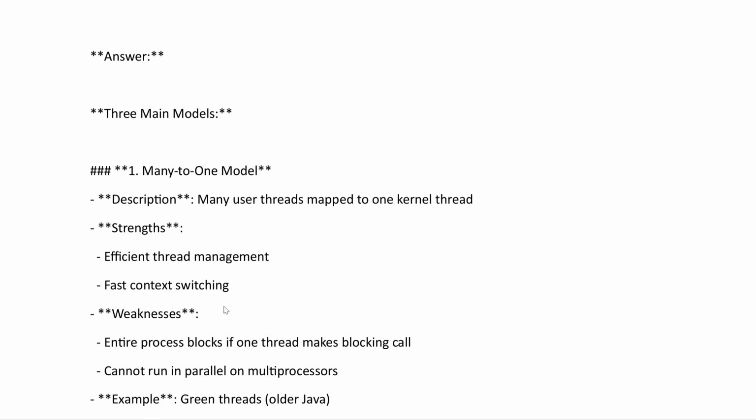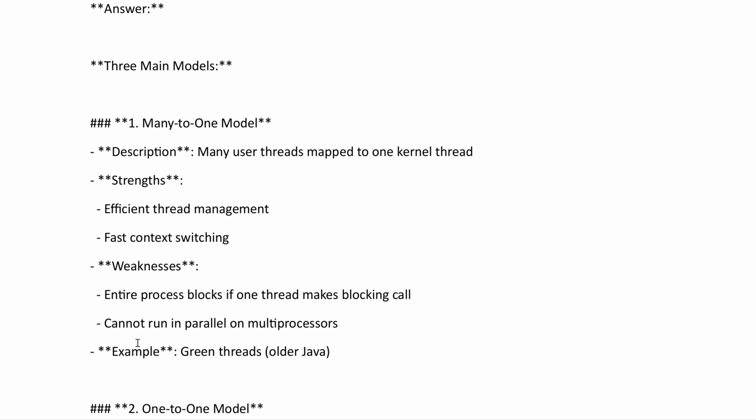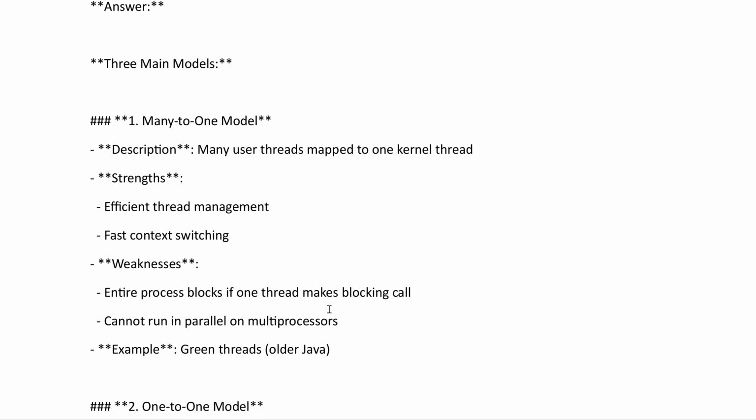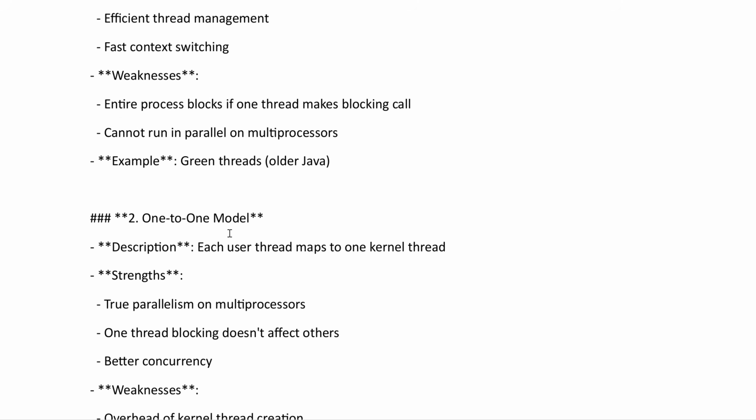Strengths of the many-to-one model are efficient thread management and fast context switching. Weaknesses are that the entire process blocks if one thread makes a blocking call, and it cannot run in parallel on a multiprocessor. Examples are green threads in older Java.